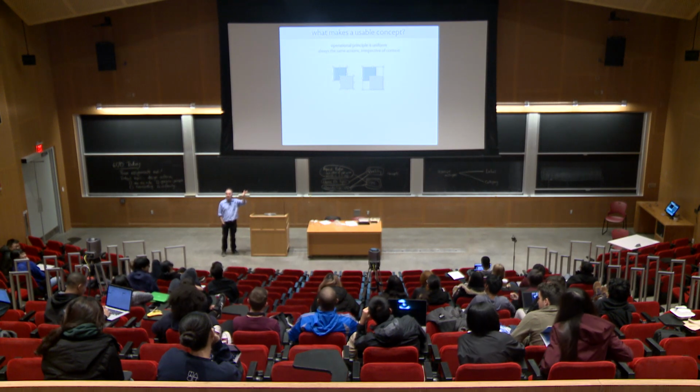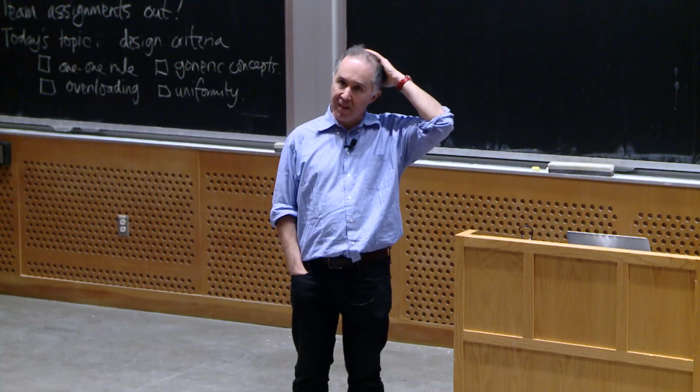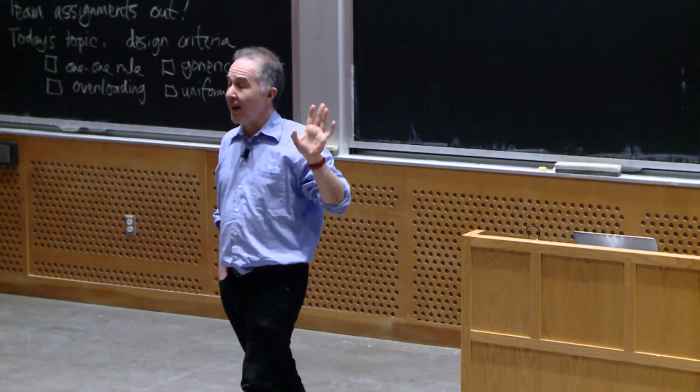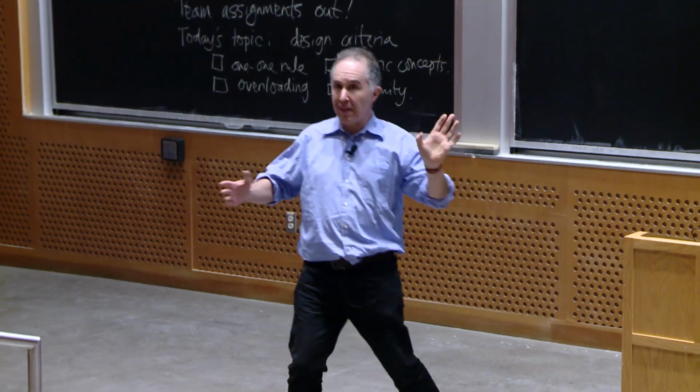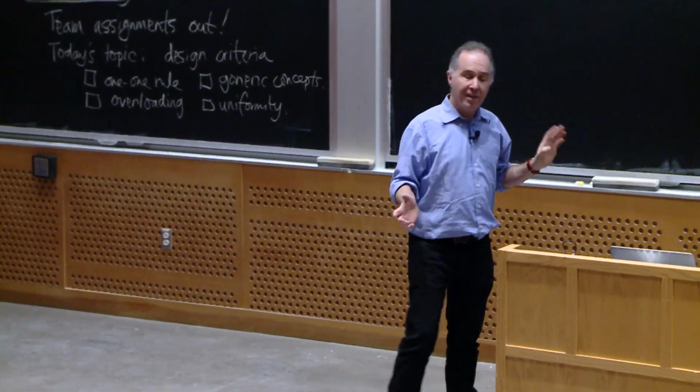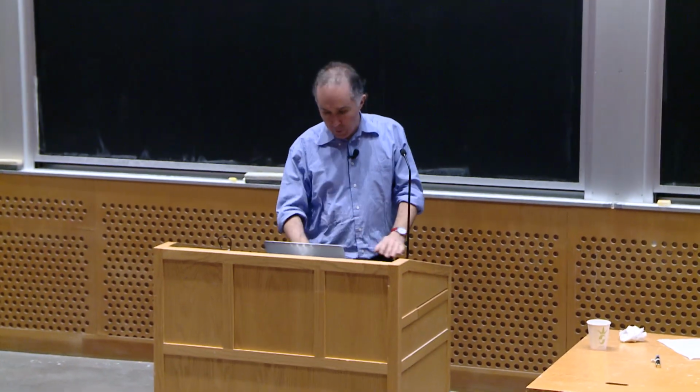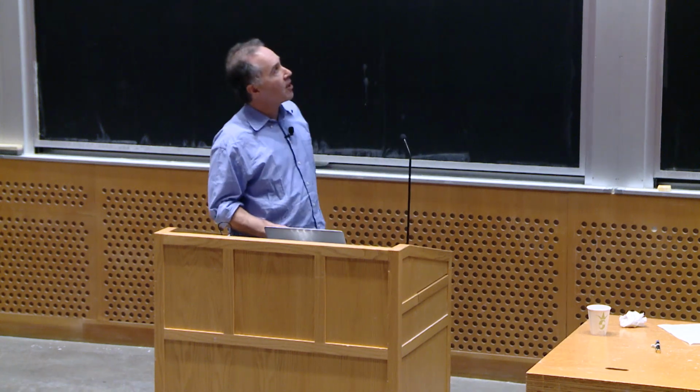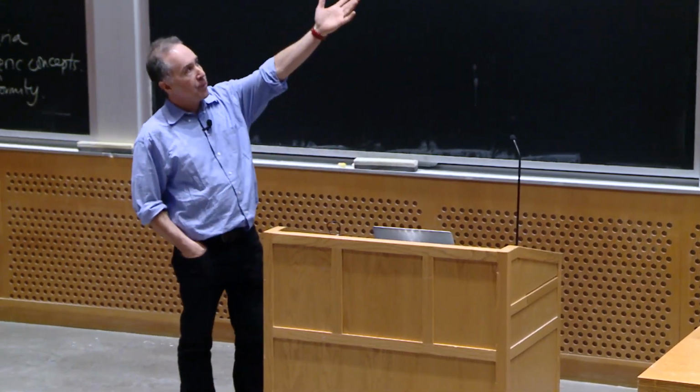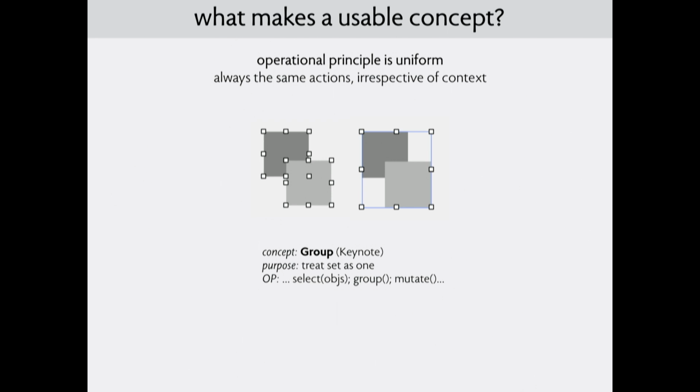Be able to manipulate both objects at the same time. Exactly. It allows you to manipulate both objects at the same time. It actually raises all kinds of subtle questions about what it means to manipulate two objects at the same time. But yes, that's exactly what it does. So we can write a concept description that says, the purpose is to treat a set of objects as if they were one object and so on.